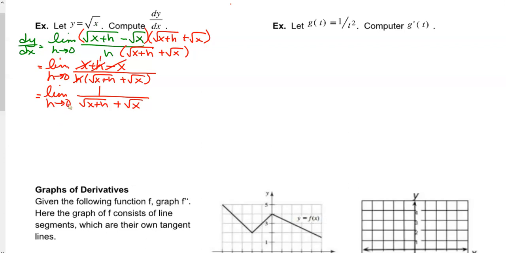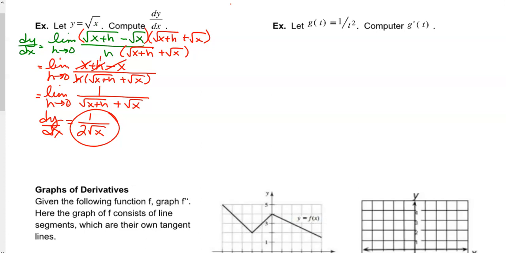And so now when I throw 0 in for h, that goes away, and I'm left with the square root of x plus the square root of x. Well, that has to equal 1 over 2 square roots of x when I add those radicals together. And that is my final answer for my derivative. So dy over dx, the derivative of that function, y equals square root of x, is equal to 1 over 2 square roots of x.